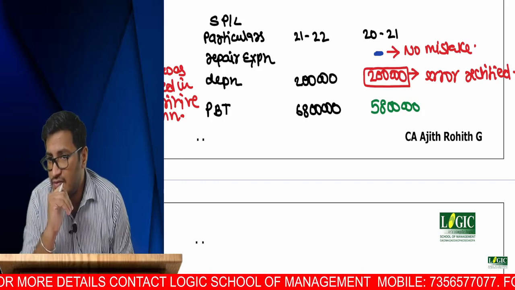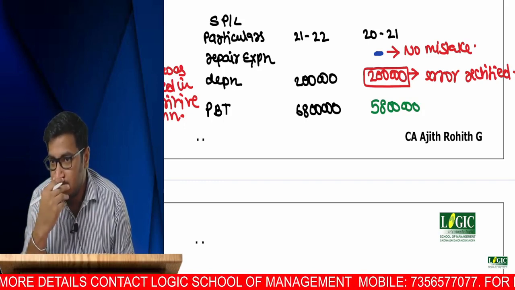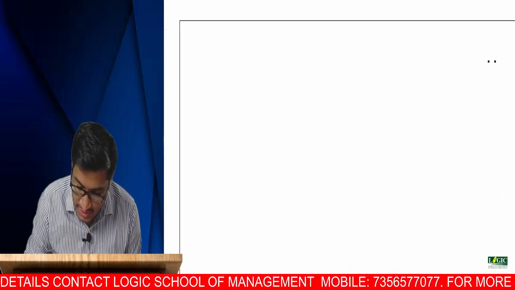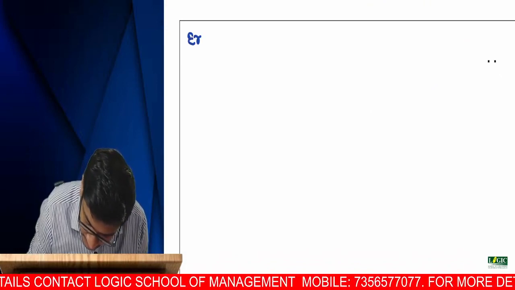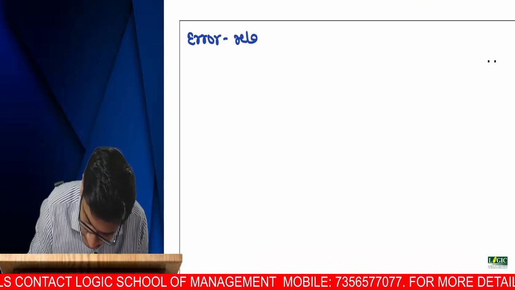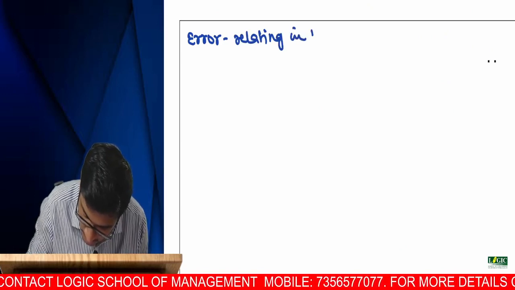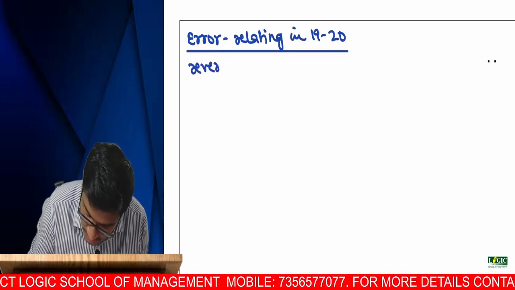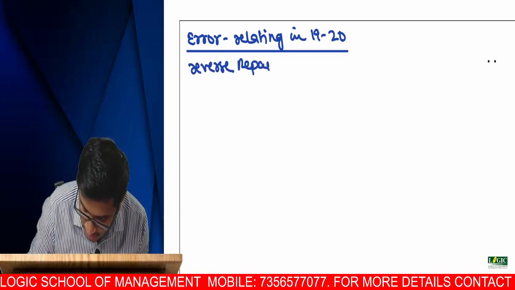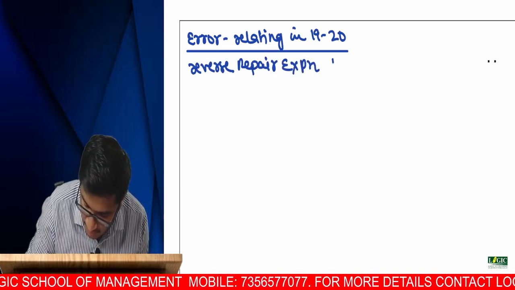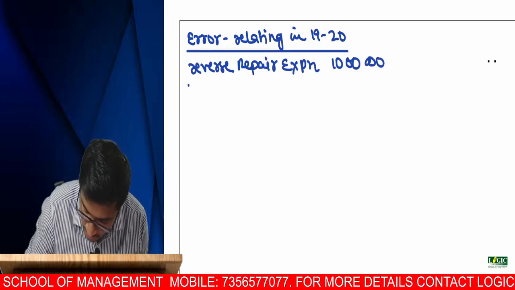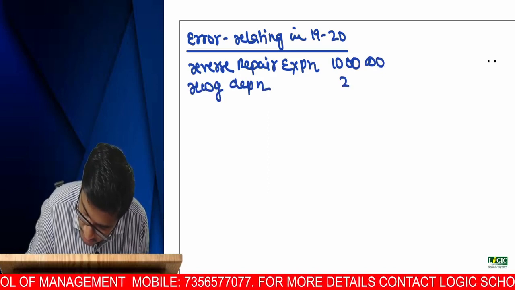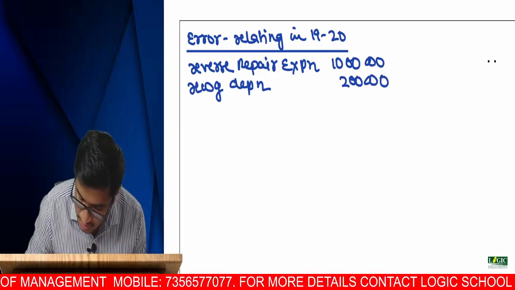It is not over. There is a mistake in which year? Okay. So there was a mistake in 2019-20. So error relating to 19-20. You have to reverse that repair expense 10 lakh and you have to recognize depreciation 2 lakh. So what is the impact?